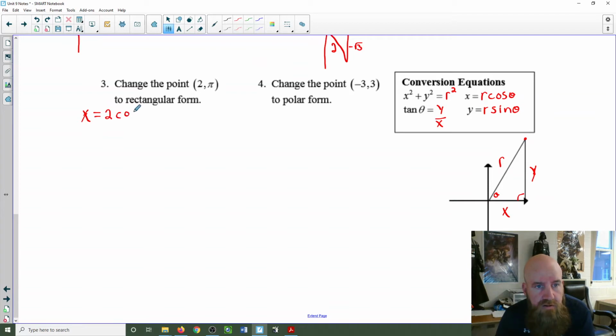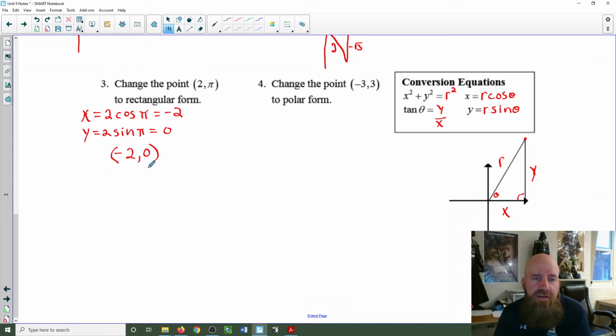So plug in our values. r cosine of theta. Cosine of pi is -1 times 2 would give us a -2. And then we have our y equation, 2 sine pi. Well, sine of pi is 0, so this is going to be 0. So our conversion is (-2, 0).